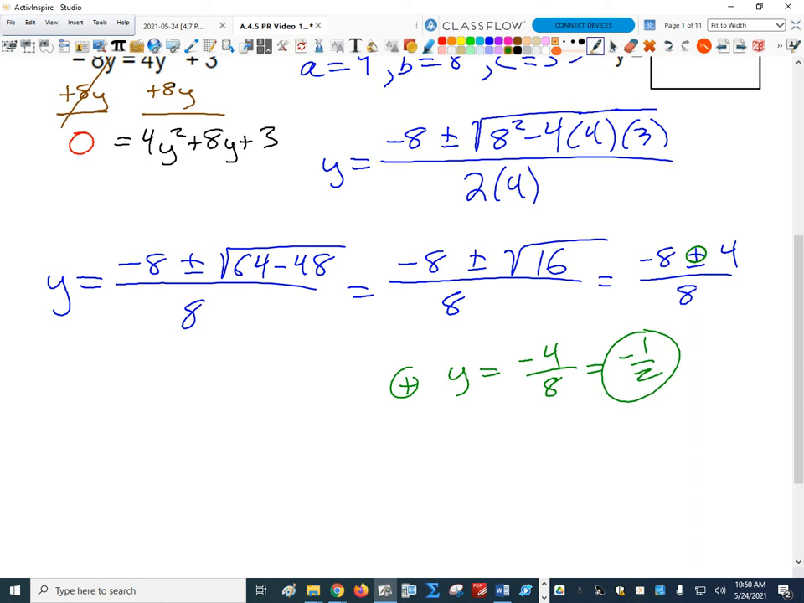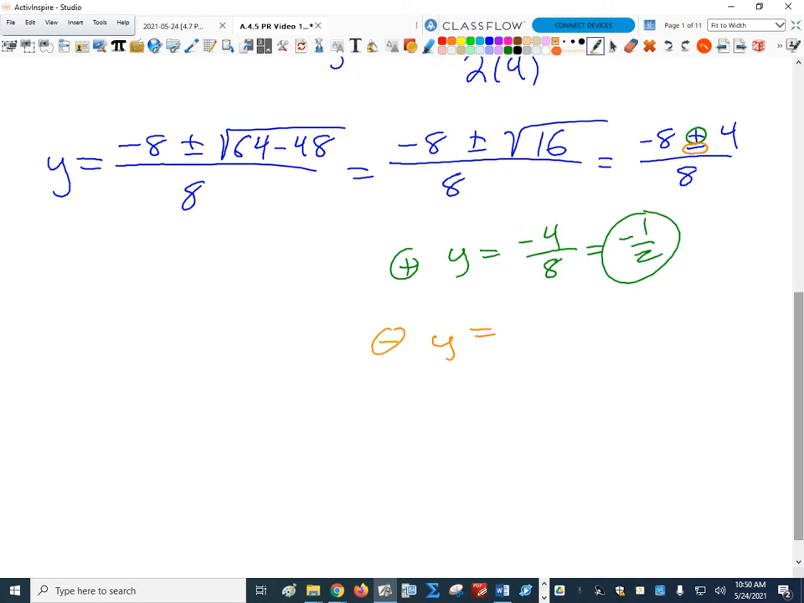So there's one solution. Okay, what if I take the minus sign? Then I'm going to get y equals negative 8 minus 4. That's just negative 12, right? Divided by 8 on the bottom. Well, I get negative over positive is negative, and 12 over 8 just reduces to 3/2, right? So negative 3/2. Okay, everybody see that? Give me thumbs. Okay.